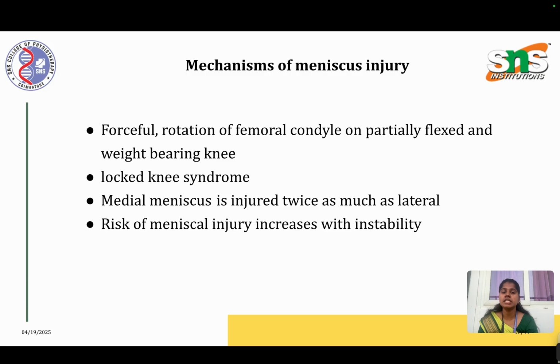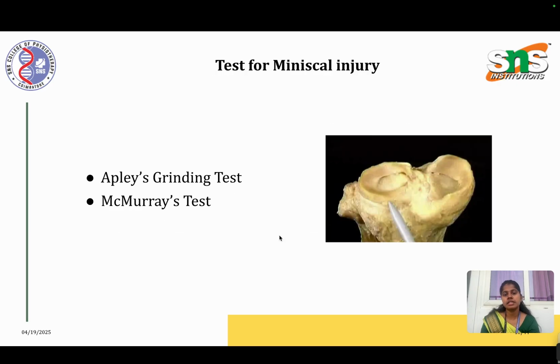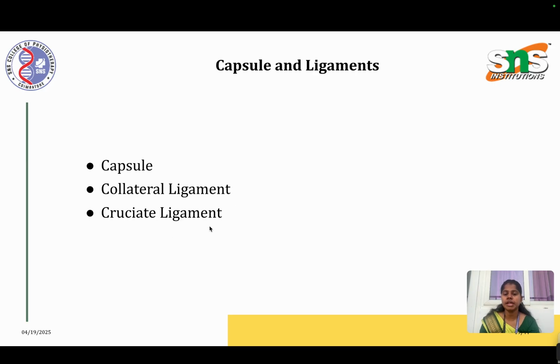Coming to the mechanism of meniscus injury, it is forceful rotation of the femoral condyle on a partially flexed, weight-bearing knee, giving locked knee syndrome. The medial meniscus is injured twice as much as the lateral. Risk of meniscal injury increases with instability. What are the tests for meniscal injury? They are Apley's grinding test and McMurray test.